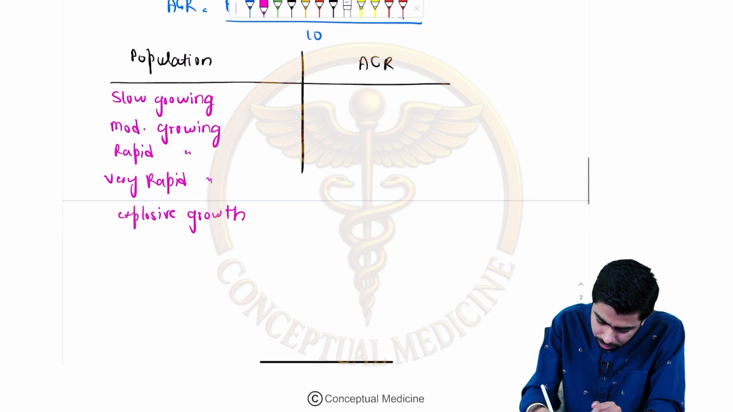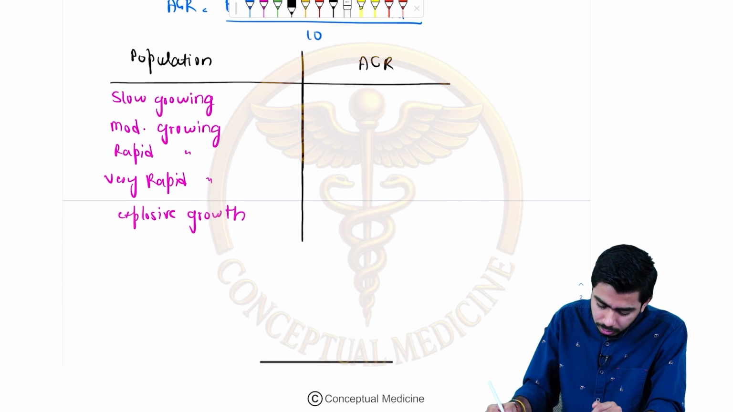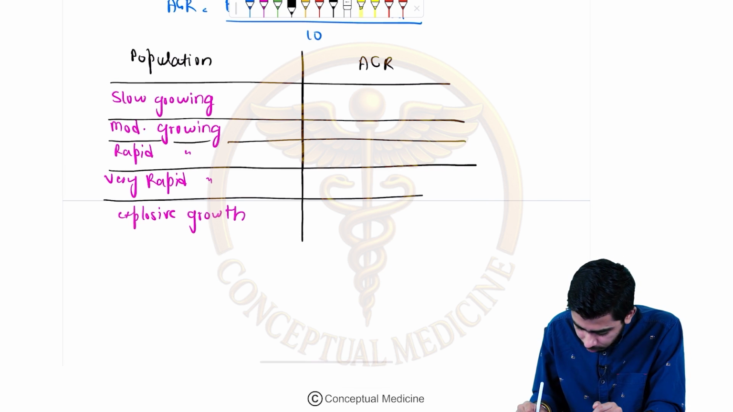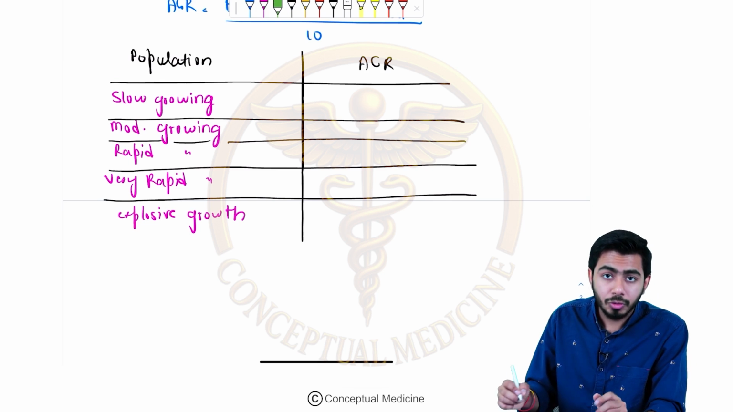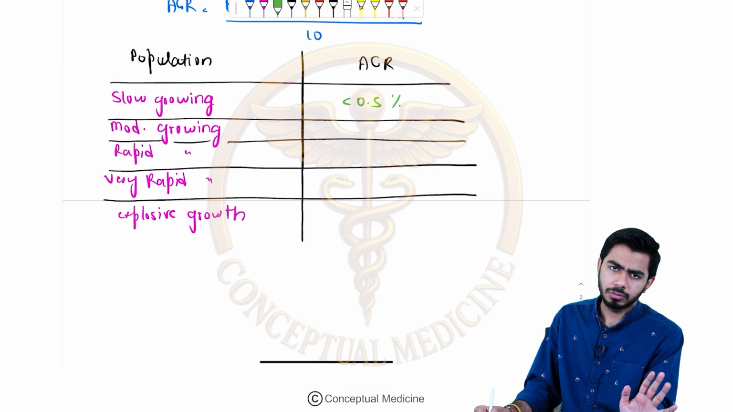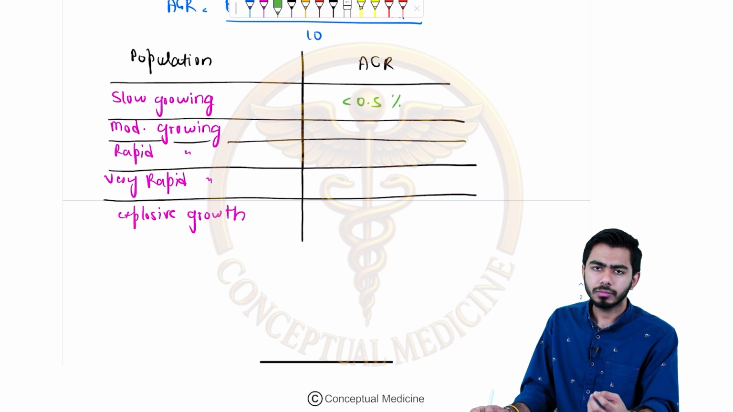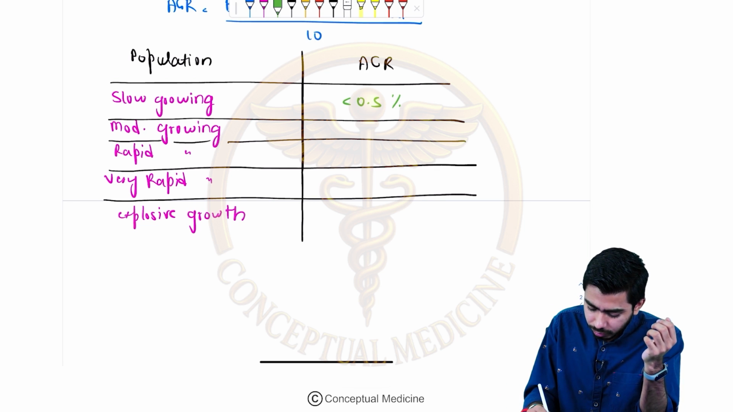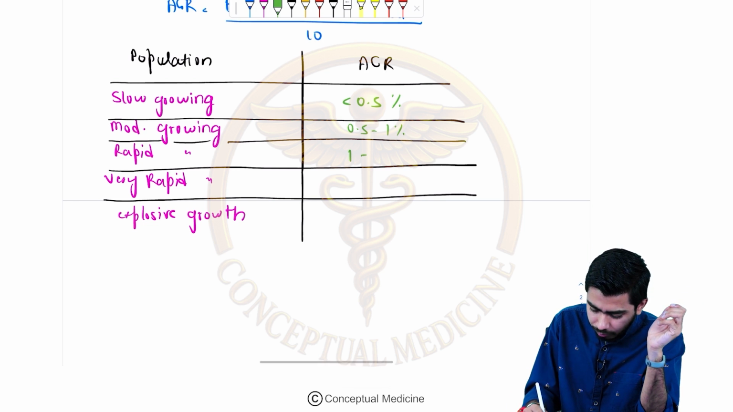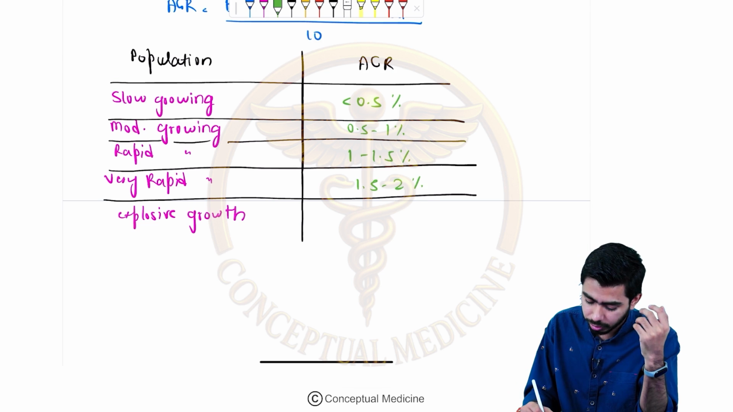So for these we are talking about the different annual growth rates. It is very easy to understand; you just need to remember the 0.5% difference. What am I talking about? For the slow growing population, the annual growth rate will be less than 0.5%. For the moderately growing population, you just add 0.5 to it, so 0.5 to 1%. Then rapid is 1 to 1.5%, very rapid 1.5 to 2%, and if it is explosively growing, then it is more than 2%.